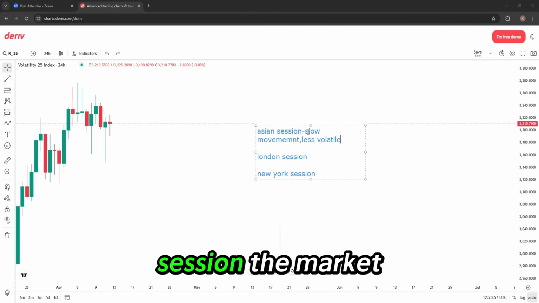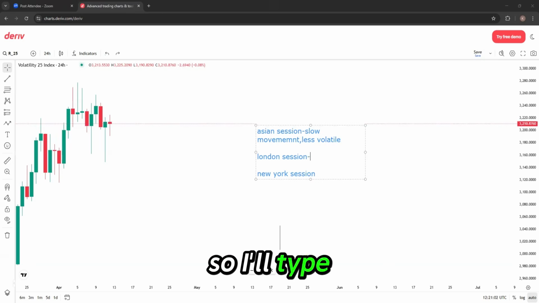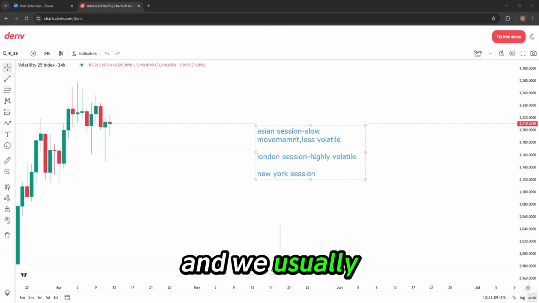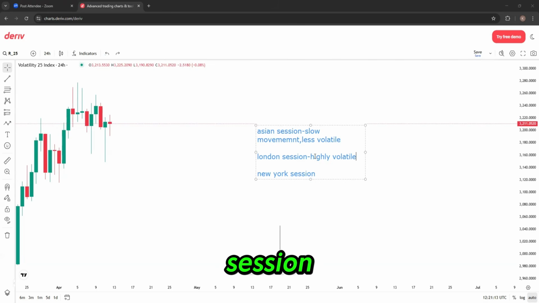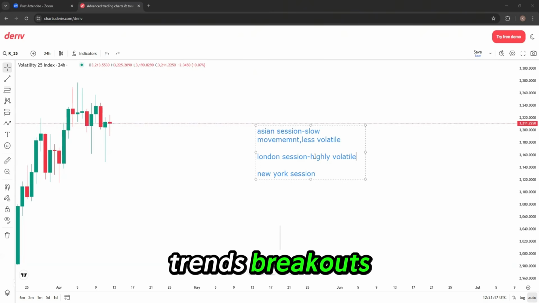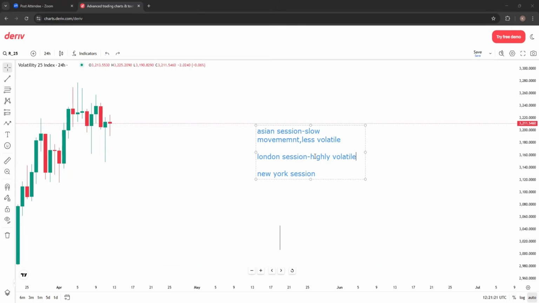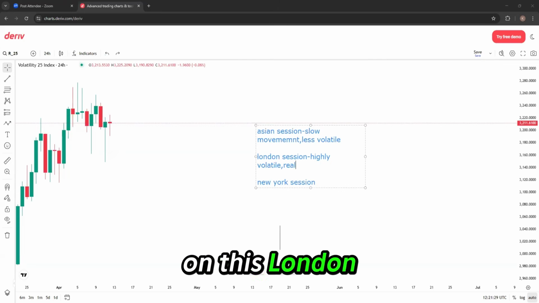And in this session, the market is highly volatile. So I'll type it. It's highly volatile. And we usually have strong moves within this session. And in this session, this is one of the sessions that's best for trading trends, breakouts, and this is where you find your real setups for the day. And if you look at it, this is where real traders focus on this London session.